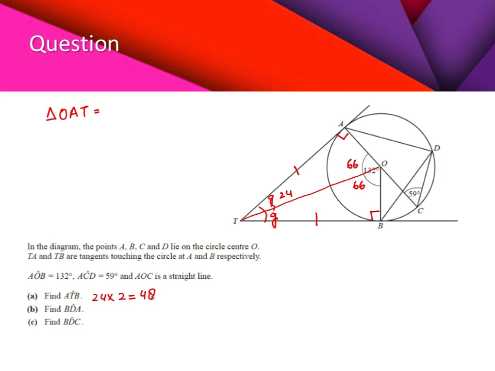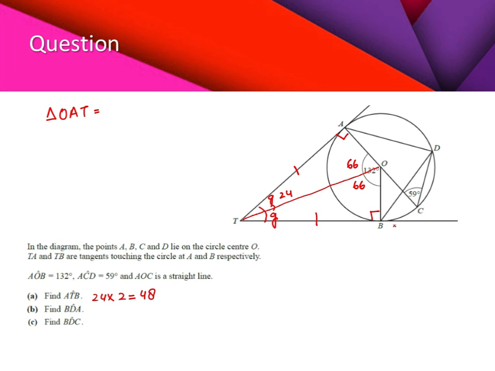One more thing we can do: if we take the quadrilateral OATB, the sum of the four angles of a quadrilateral is equal to 360 degrees. So if we add 90, 90, 132 and subtract it from 360 degrees, then also we will get the complete angle T. So it's up to you. You can use any property here to find this angle T.